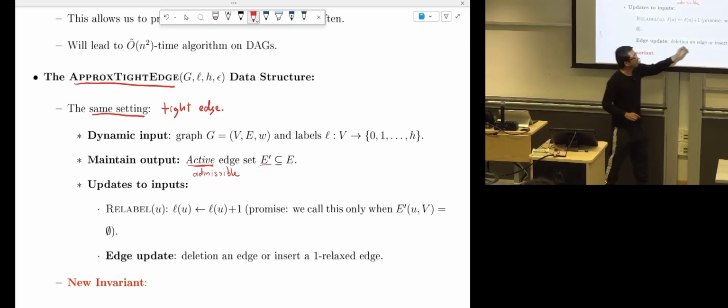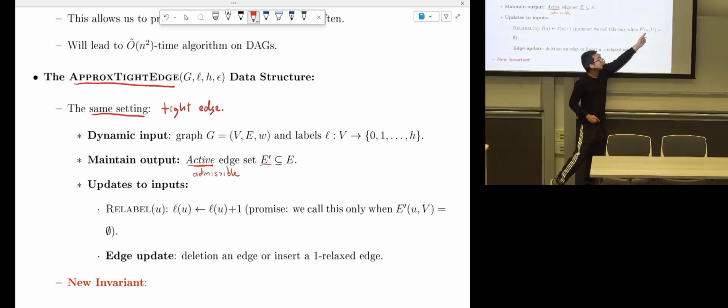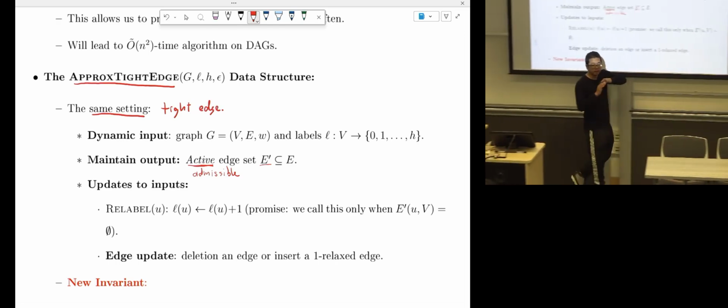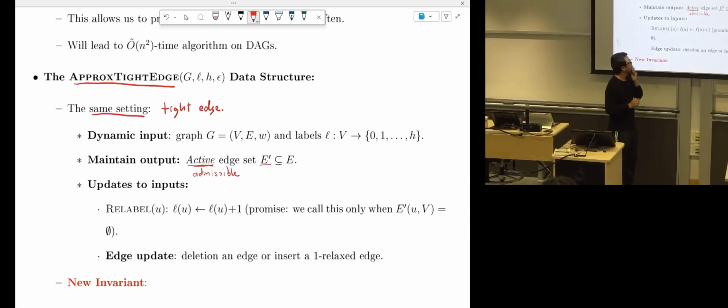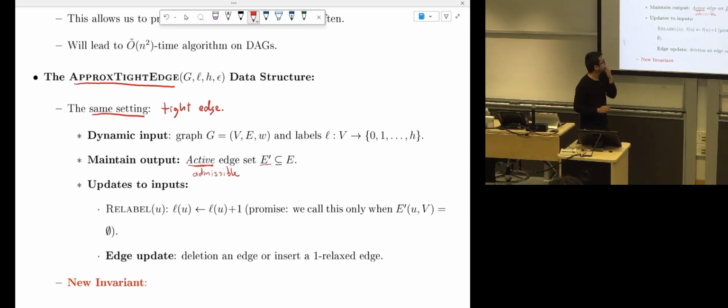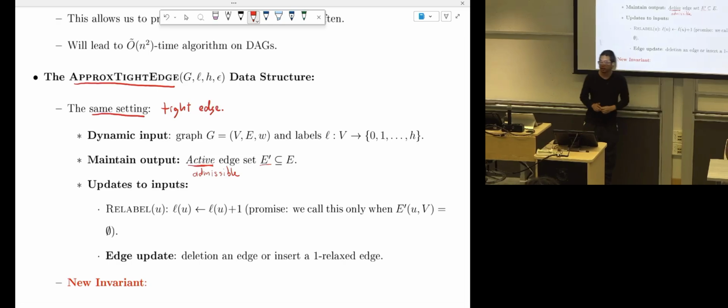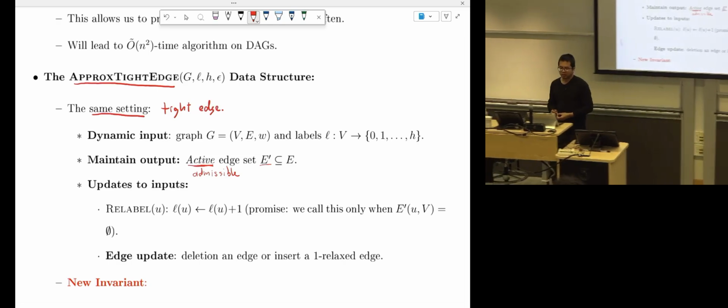You can increase the level of U when there is no active edge out of it. Or you can update an edge. You can delete things, you can insert a relaxed edge.